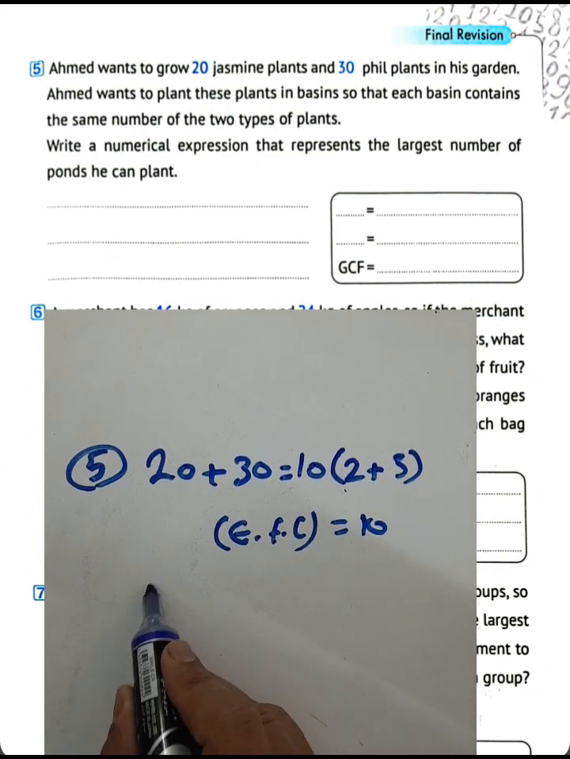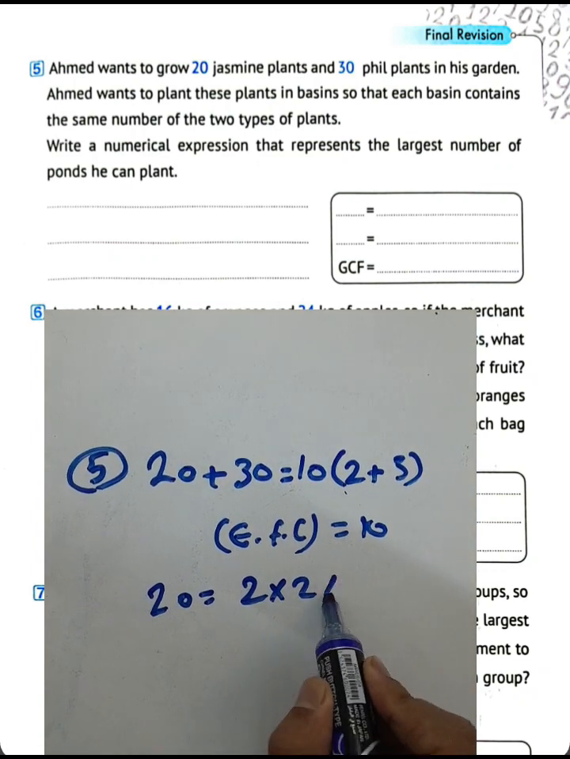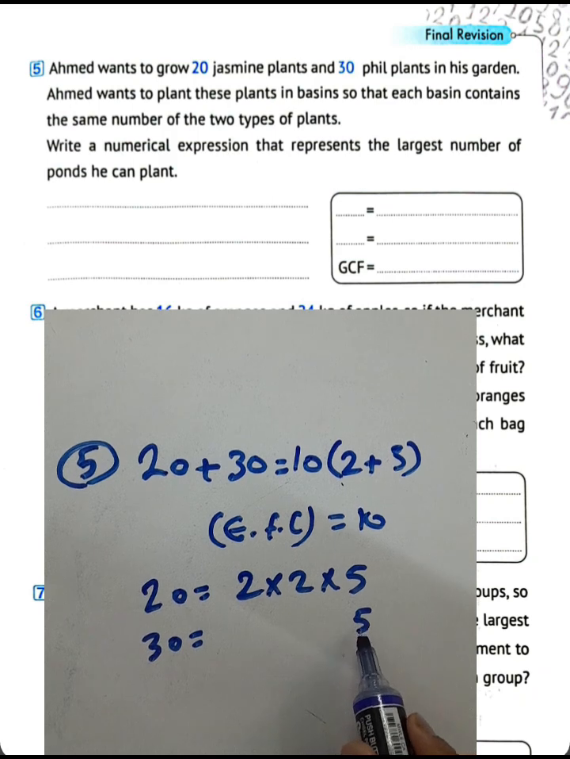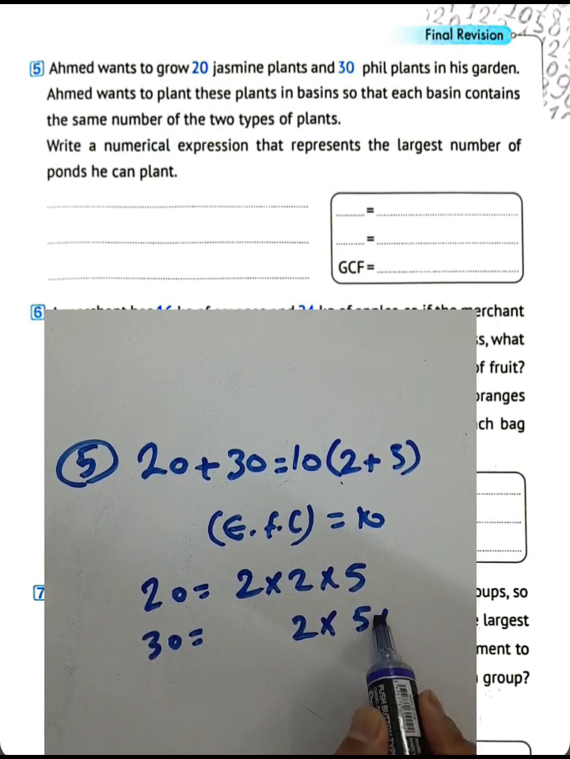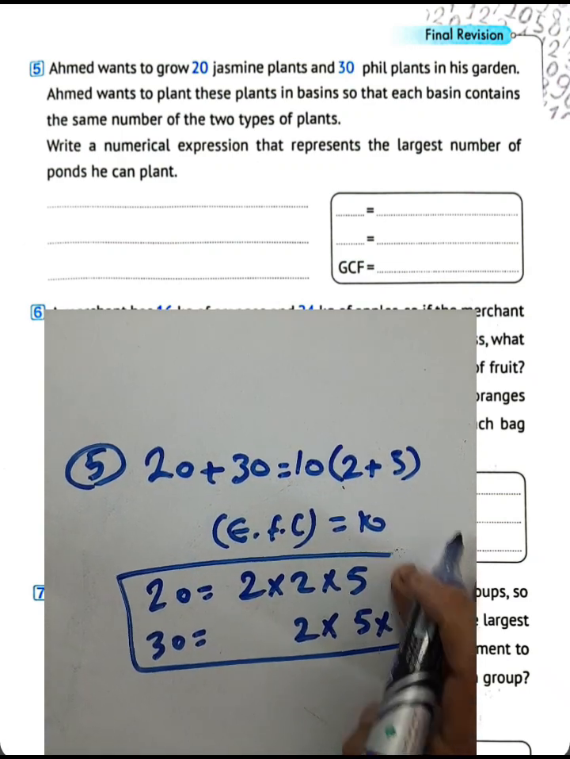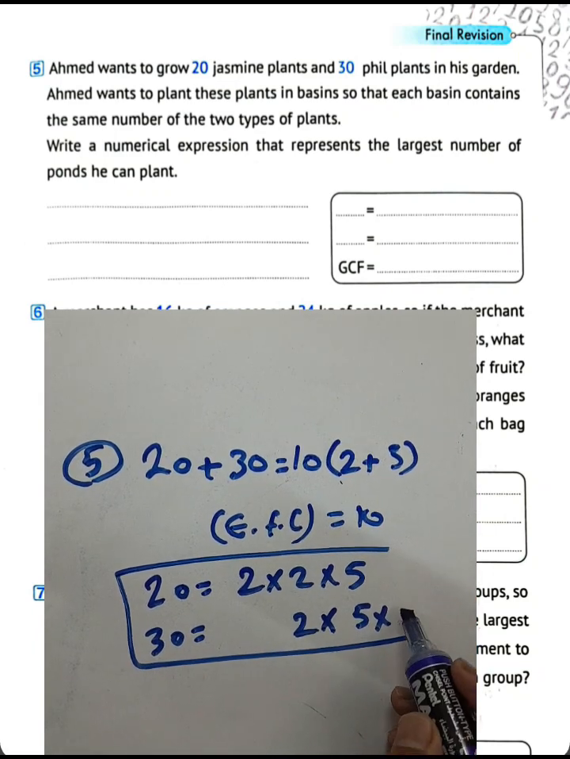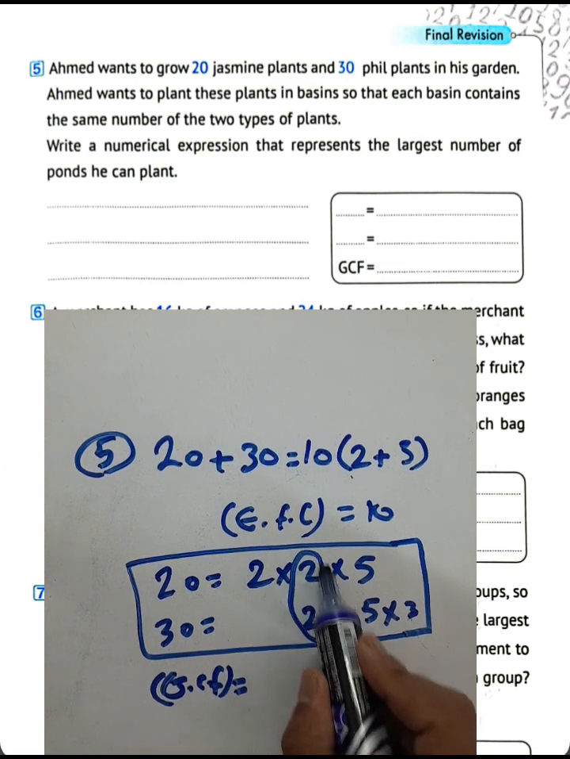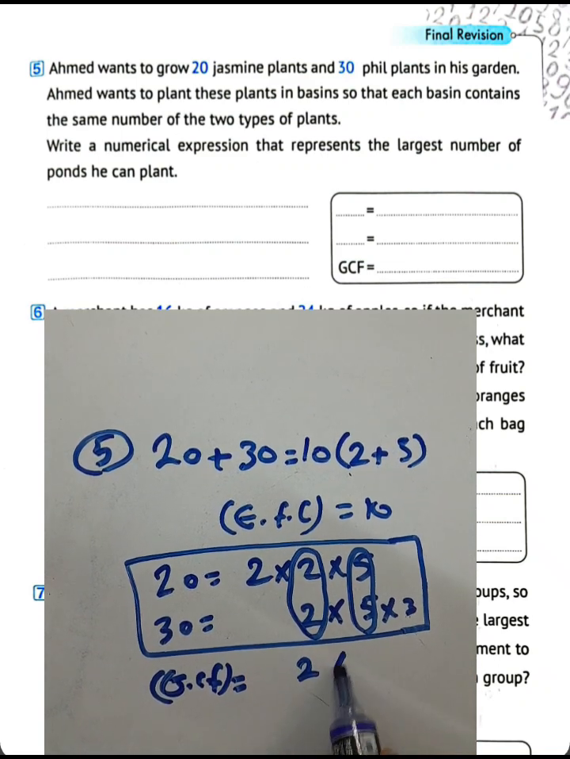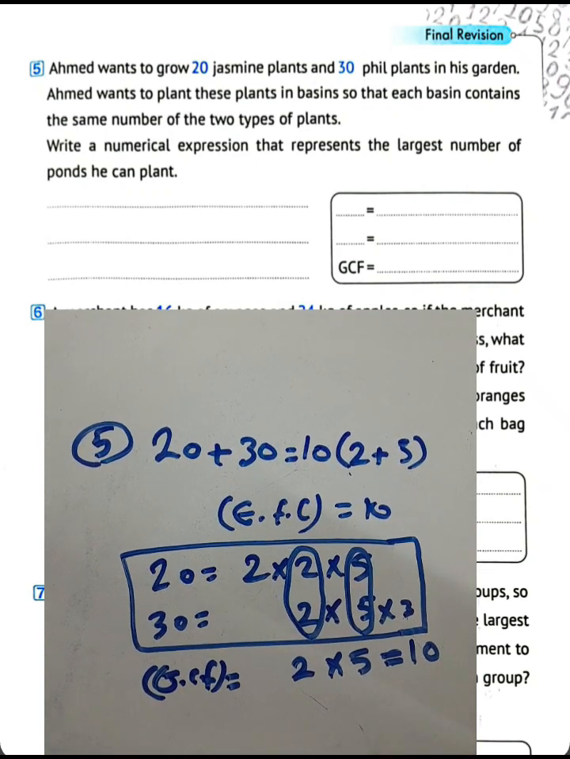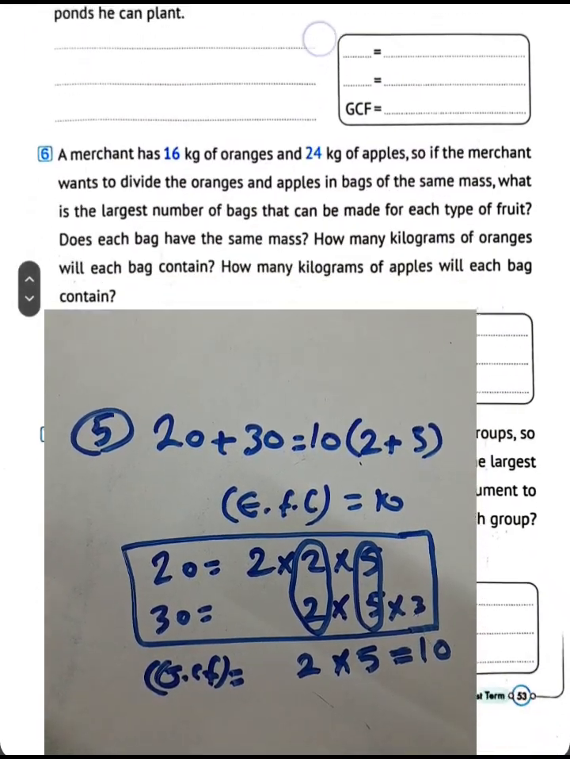Okay, we know 20 equals 2 times 2 times 5, and 30 equals 5 times 2 times 3. Okay. We have 2 multiplication by 5 equals 10. Okay, the result will be 10. Next question, number 6.